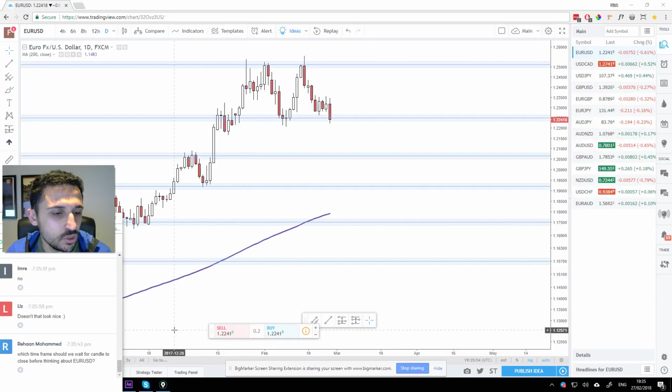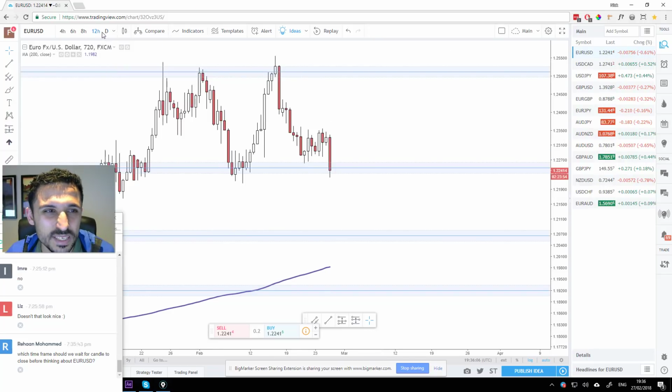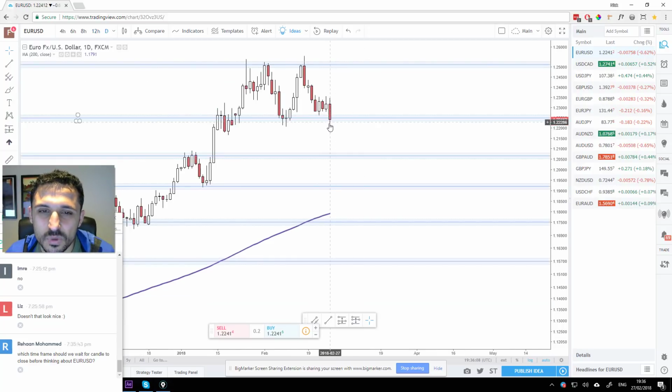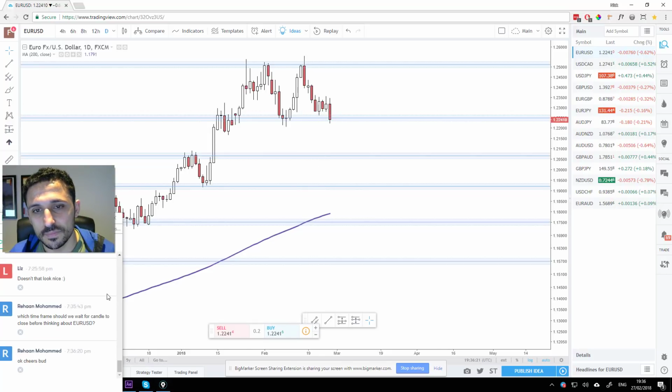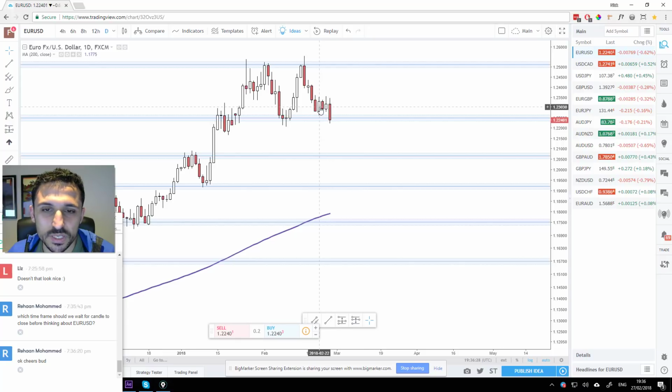Rehan is asking, what time frame should we wait for the candle to close before thinking about Euro USD? I'm definitely going to be looking at the 12-hour for a minimum, but I prefer to be looking at the daily for this, to be honest. 12-hour is a minimum, but yeah, daily. I want to see what happens on the daily. If you're feeling like you want to take some risk and you want to jump in early, 12-hour, go for it, but I'm not going to go for anything below the daily with this.